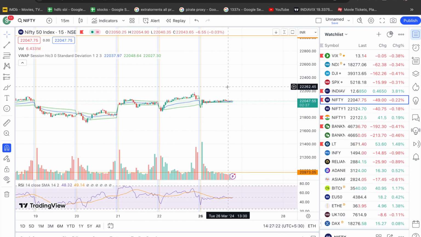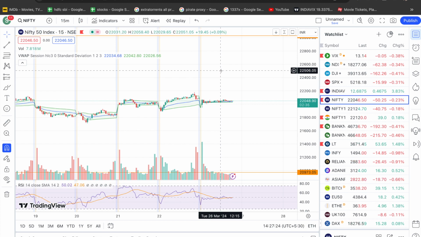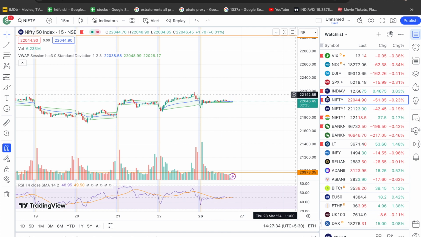As you can see, for this Tuesday, the 26th of March, the market is completely flat. So whoever sold options today must have earned a really good profit in the straddle. Now I'll show you one surprising thing. The US markets were down, and the India VIX is rising despite the market being flat.